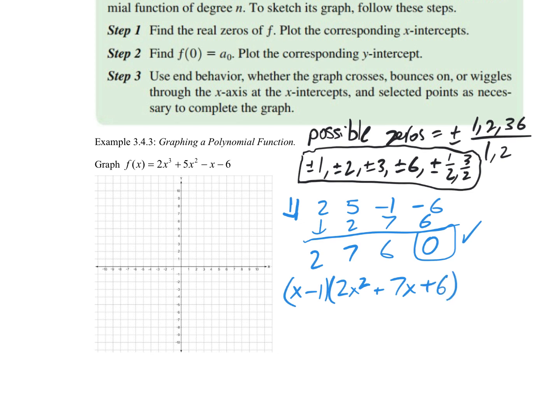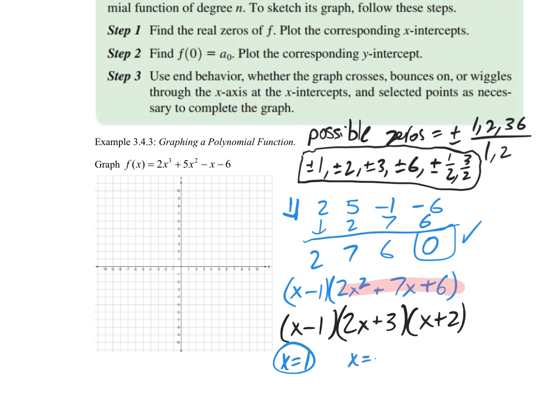And now let's continue to break this piece down. And we can factor that using grouping or whatever method you want. And we should get 2x plus 3 and x plus 2, along with our x minus 1. So we factor that piece down, and now we can kind of see what our roots are going to be here. So we have some roots from each of these factors. We've got x equals 1, x equals -3 over 2, and x equals -2.